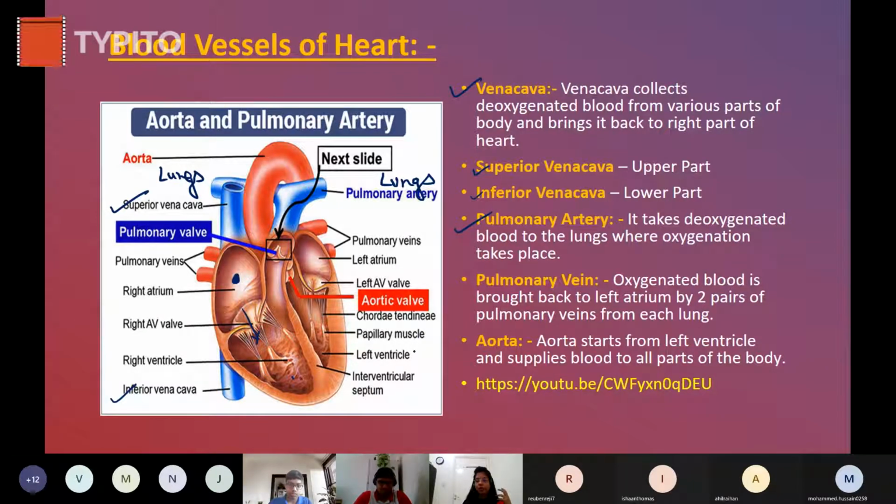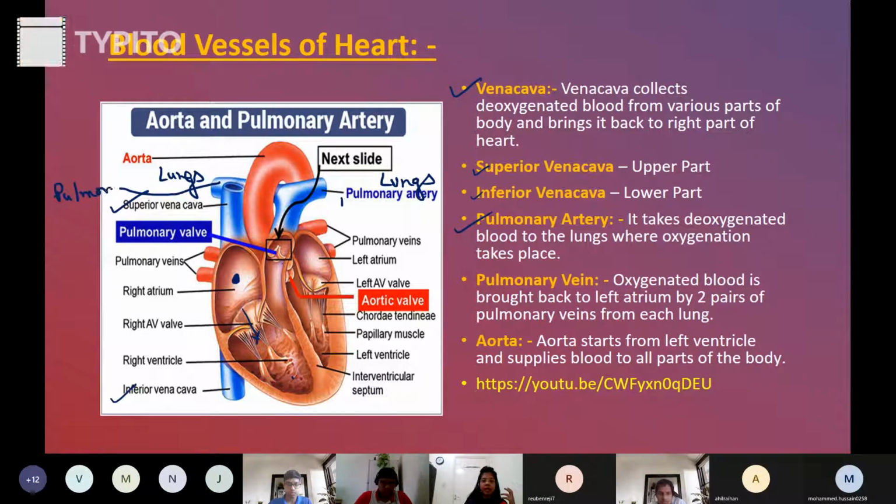Pulmonary artery. Pulmonary means related to lungs. So the blood is going to the pulmonary artery. So here the blood is going to two pulmonary arteries because we have two lungs. One pulmonary artery is this and another pulmonary artery is this. So there are two pulmonary arteries which are taking blood to the lungs. And in the lungs, oxygenation happens. Oxygenation means lungs will remove carbon dioxide, take oxygen, and the blood will be filled with oxygen, and that is called oxygenation.